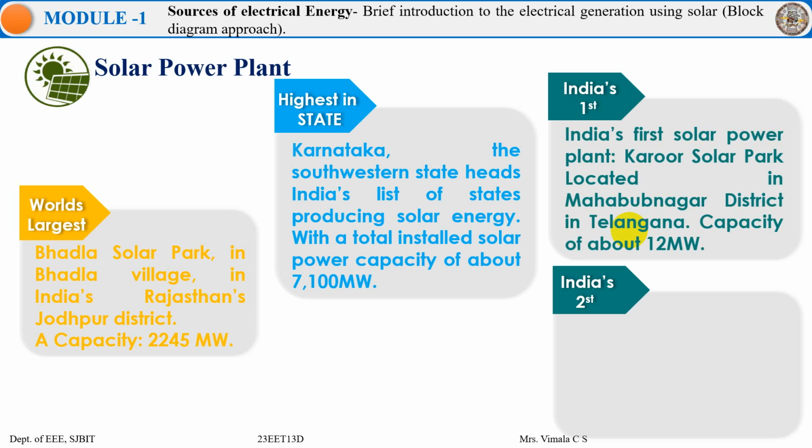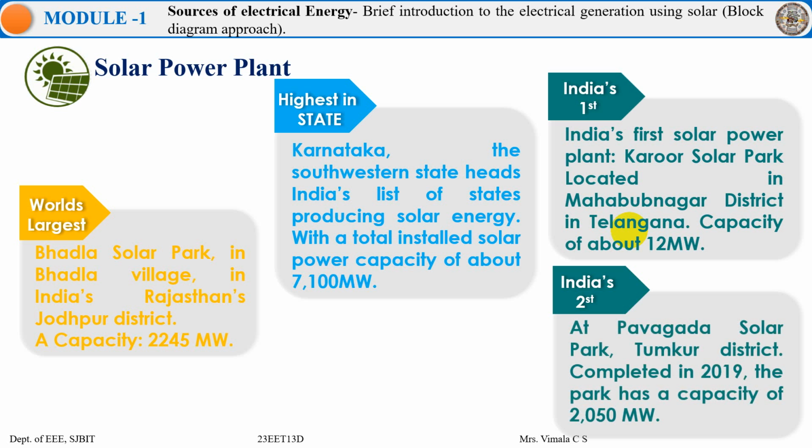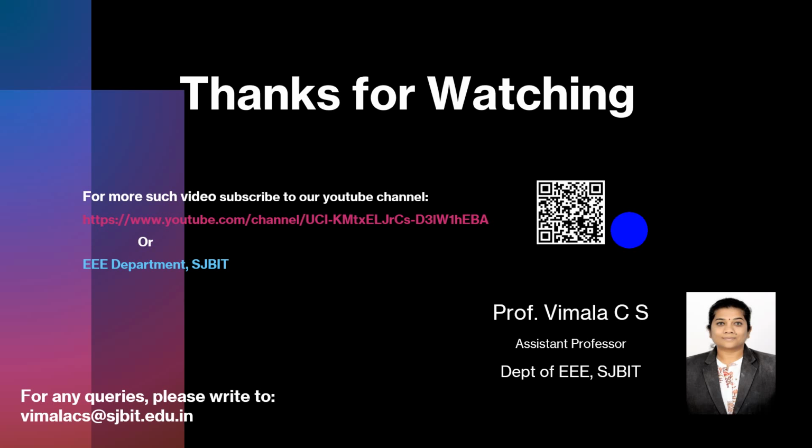India's first solar power plant, Karur Solar Park, is located in Mahabubnagar district in Telangana, with a capacity of 12 megawatt. India's second largest producer of solar power is in Pavagada, Tumkur district, completed in 2019, producing around 2050 megawatt. So that is all about the solar power plant.